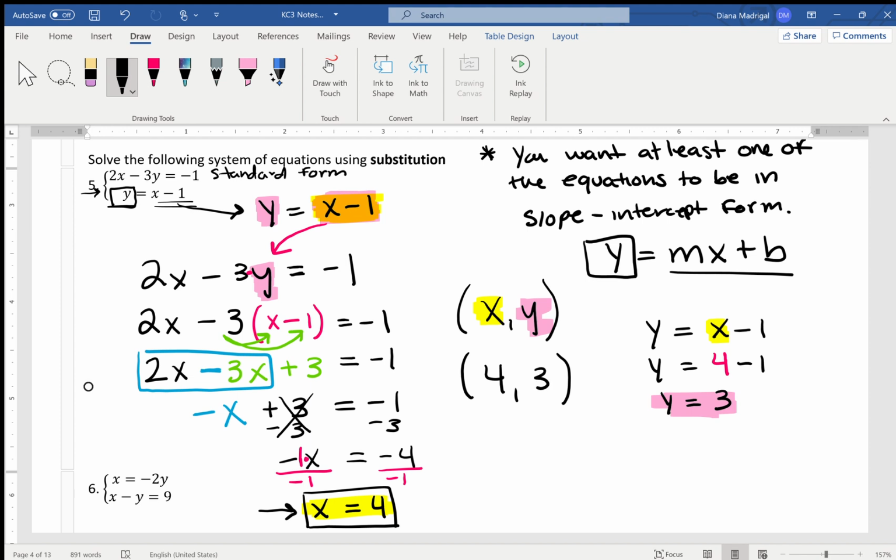So then this is my final answer. This right here is my answer. This means I have one solution, and that solution is at (4, 3).